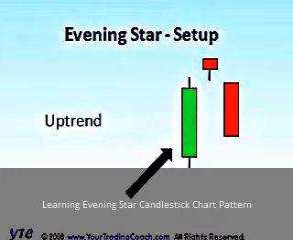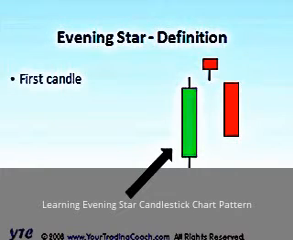The price action leading up to an evening star must be an uptrend. Ignore the pattern in a sideways trend or a downtrend. Price must be trending upwards. The first candle, or this one here, has a green real body continuing the trend in the upwards direction.